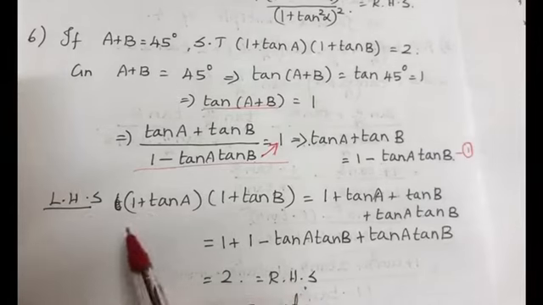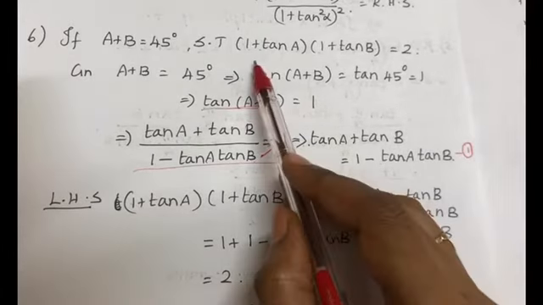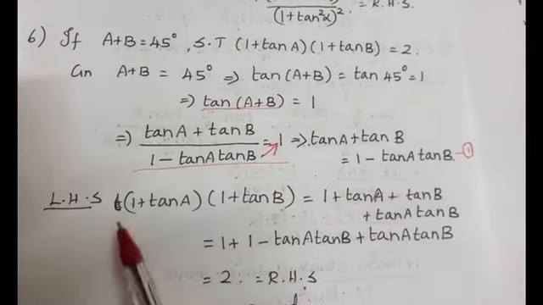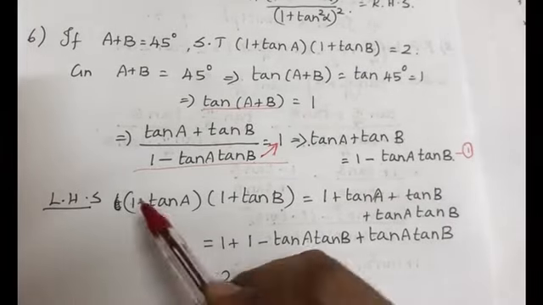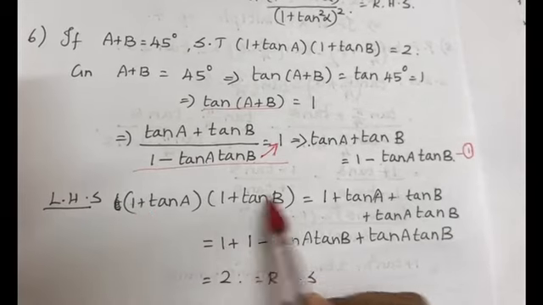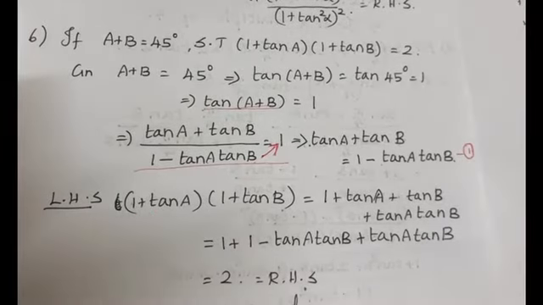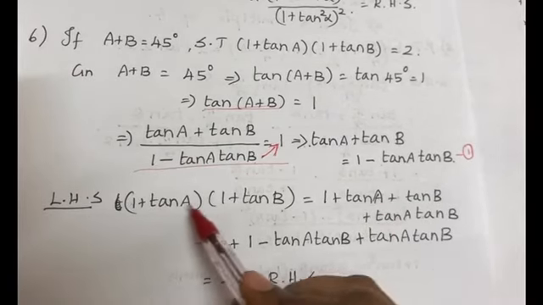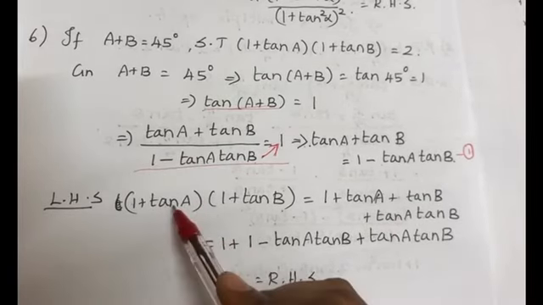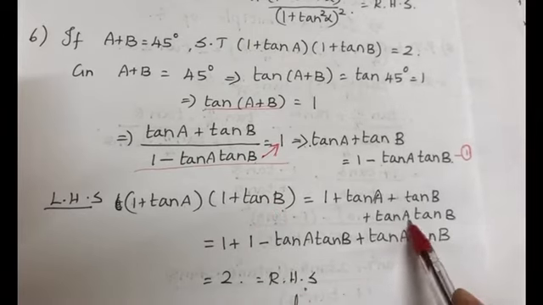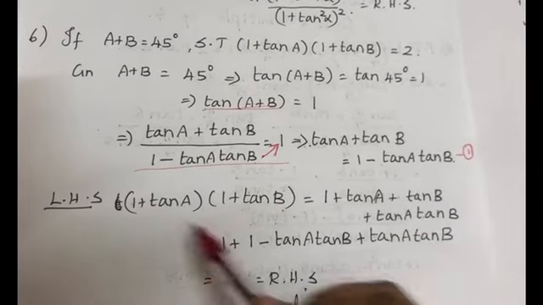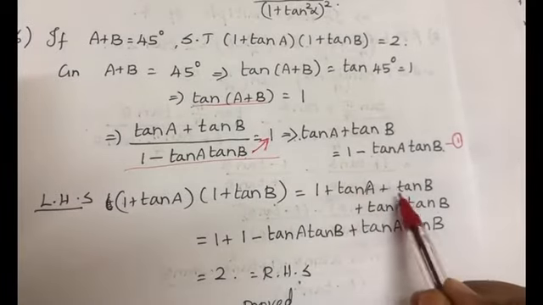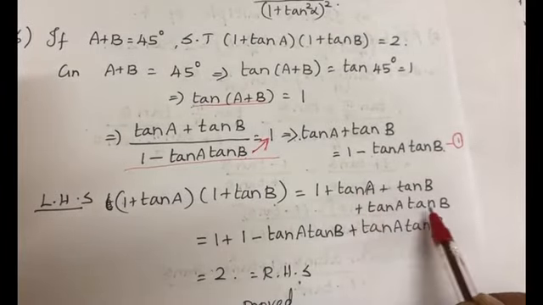Now let us take the left hand side. What is our left hand side? 1 plus tan a into 1 plus tan b. You can multiply it. 1 into 1, 1. 1 into tan b, it is tan b. Tan a into 1 is tan a. Tan a into tan b, that is tan a tan b. Just multiplication. So, 1 plus tan a plus tan b plus tan a tan b.